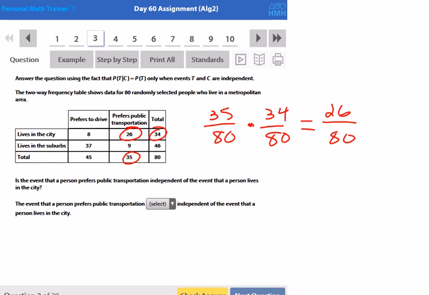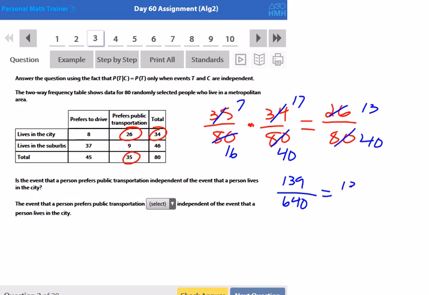So if we were to multiply these two, the 35 and the 80, I can reduce by 5, which is 7 over 16. 34 and 80 can be reduced by 2, which is 17 over 40. Nothing else here can be reduced. So this gives me 7 times 17 is 119 over 16 times 40 is 640. And that should be the same as 26 over 80. Now that can be reduced also. That's the same as saying 13 over 40. So it doesn't look like these are going to be the same.